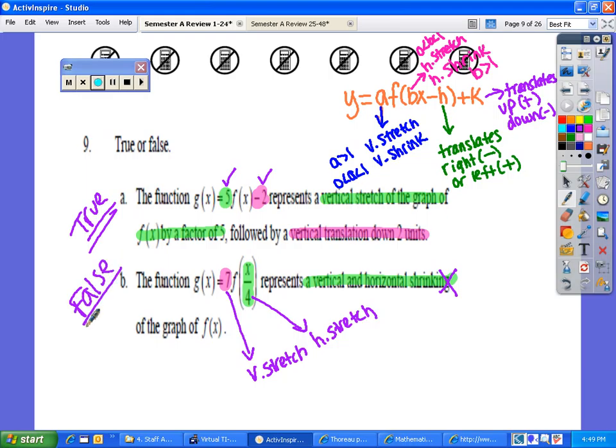Okay, so make sure you have this written somewhere, because anytime they talk about translations, you want to reference this.